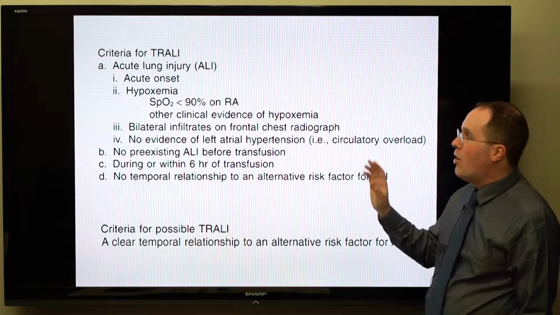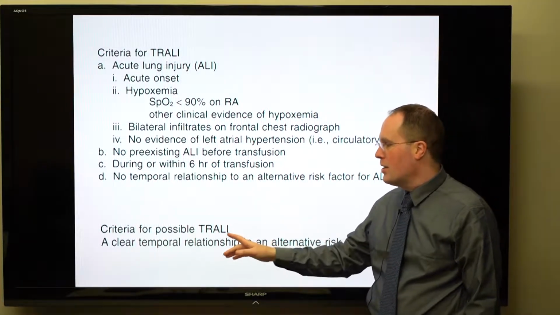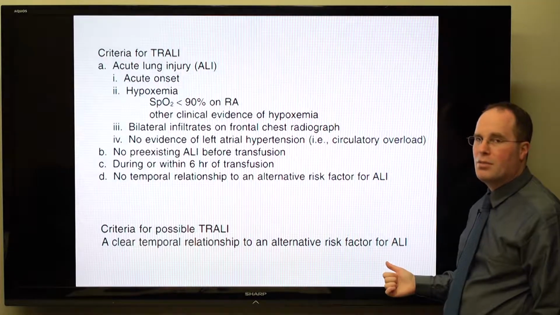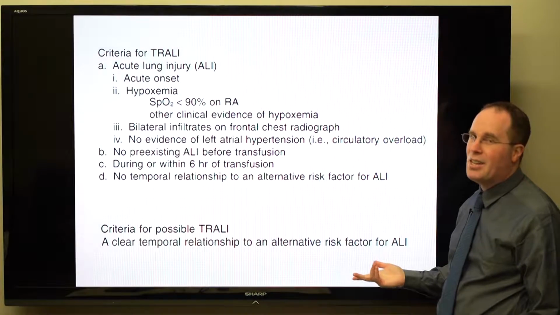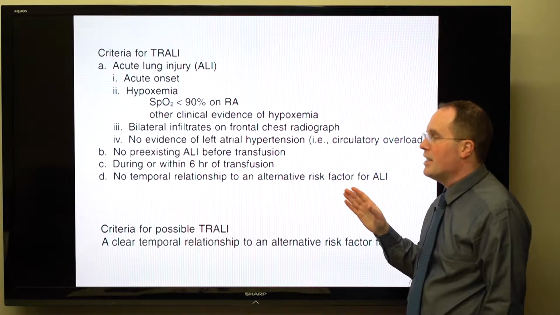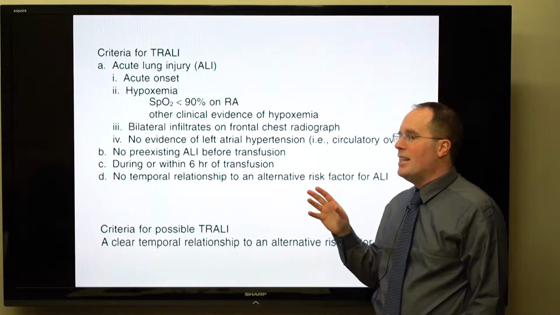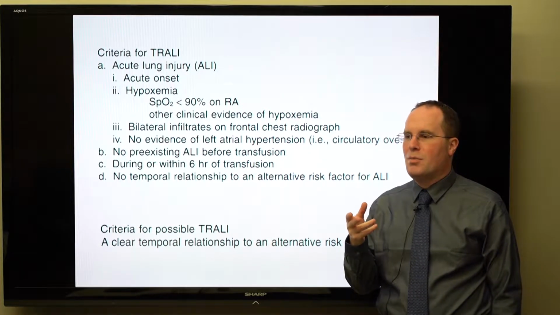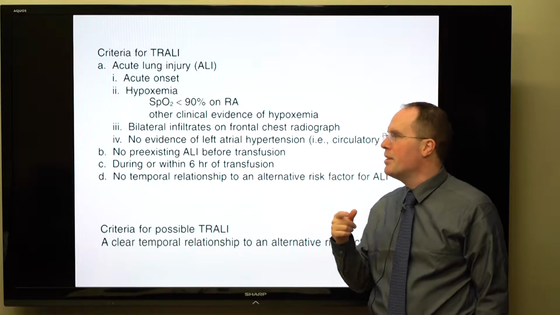And then all that is for TRALI, and then there's possible TRALI, which means there's a clear temporal relationship to an alternative risk factor for acute lung injury. You could hedge, basically. So this is all good, these consensus criteria, but in real life practice, I go beyond this. And what do I mean?